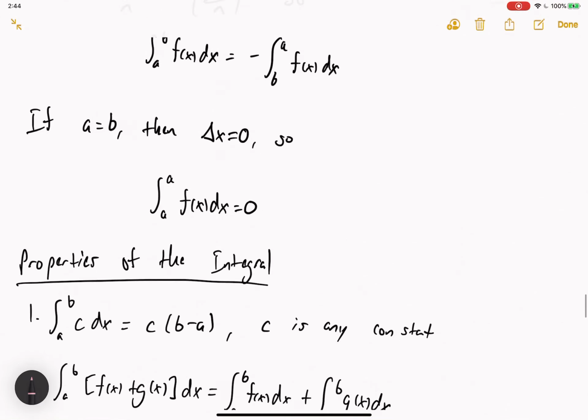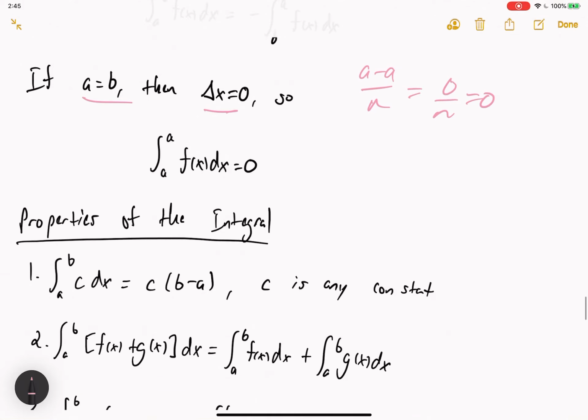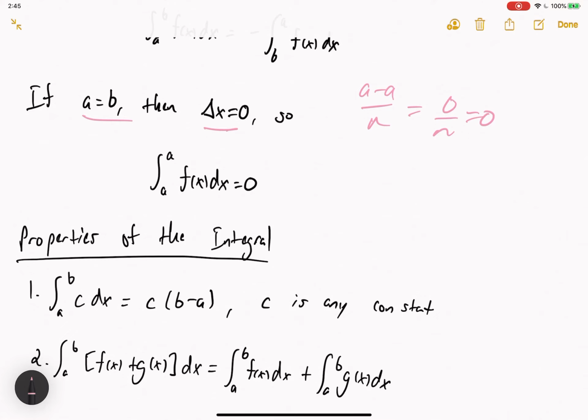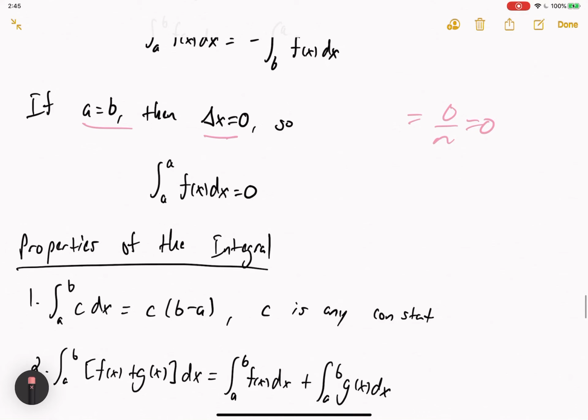And one last thing is, if you do the integral with a equal to b, if you just try to integrate over one point, then your delta x would just be a minus a divided by n. But that's just 0 divided by n, so that's just 0. So your area, not the area, but the definite integral, the integral from a to a of f of x dx, that'd just be 0. Because, again, the whole argument is the Riemann sums, where each term is multiplied by a delta x, but if your delta x is 0, then you have no area.